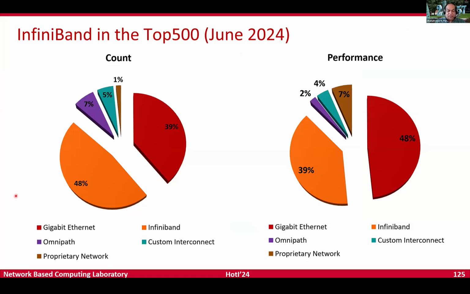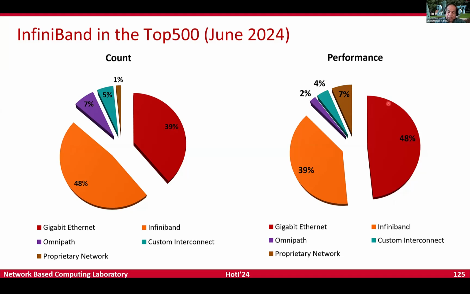Typically there is a fraction distribution in terms of count, and then the other one in terms of performance. The count is very simple. Out of 500, which one belongs where? So here, let's say InfiniBand is 48%, Gigabit Ethernet is 39%, others are here. In terms of performance, if you combine the performance of all 500 systems, then you say, okay, how much InfiniBand-based systems are contributing, or how much Ethernet-based systems are contributing.